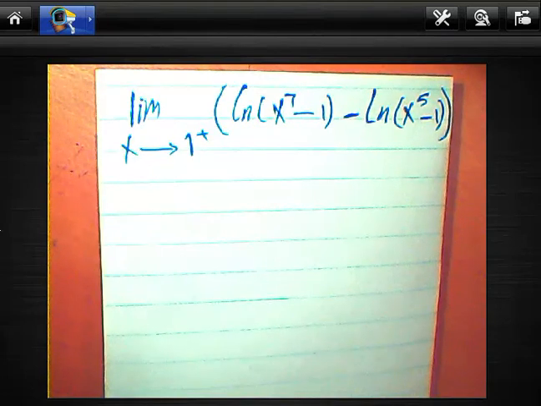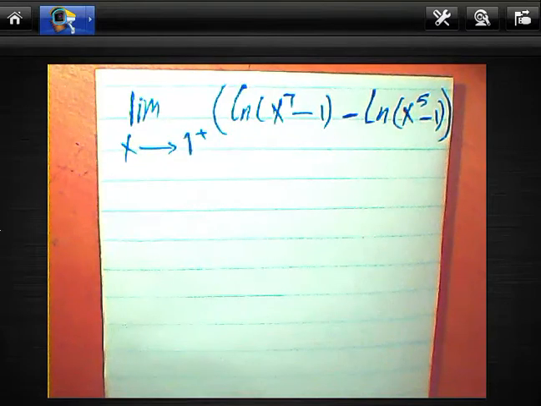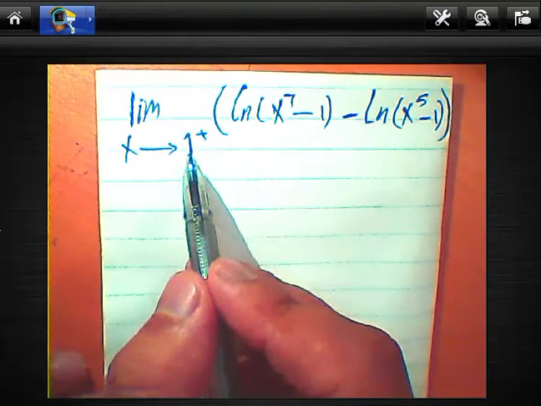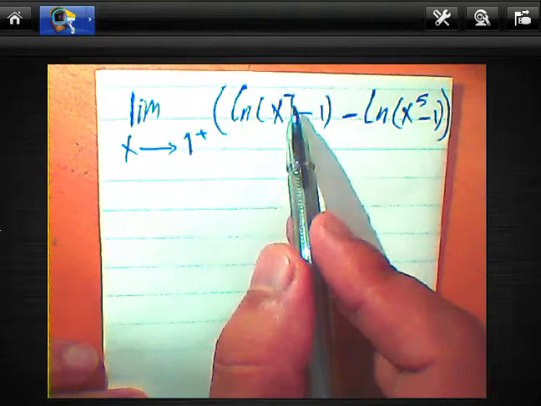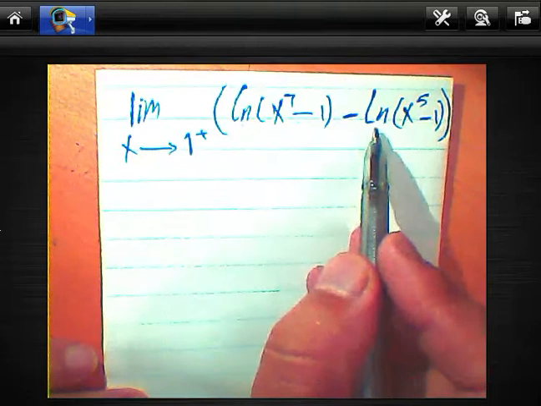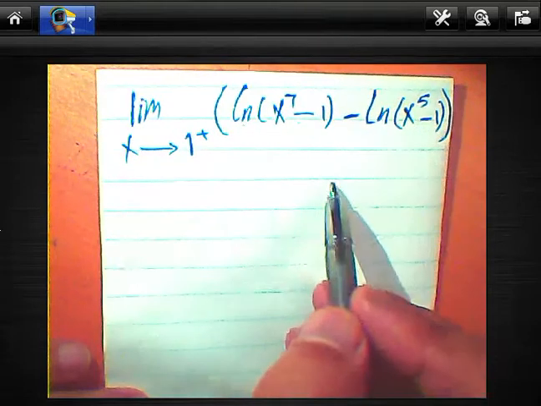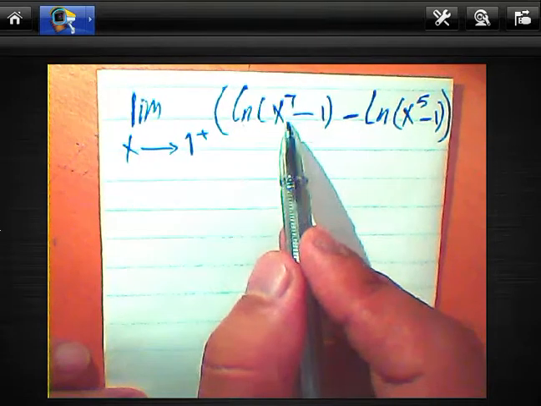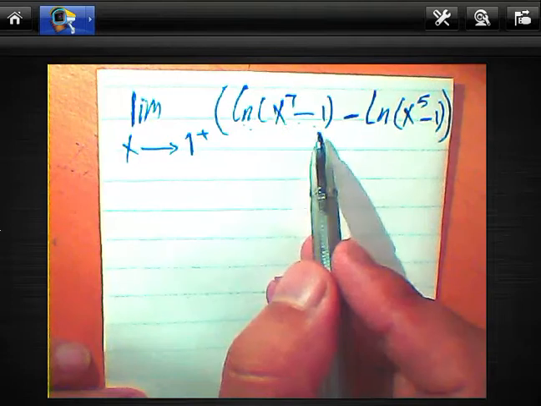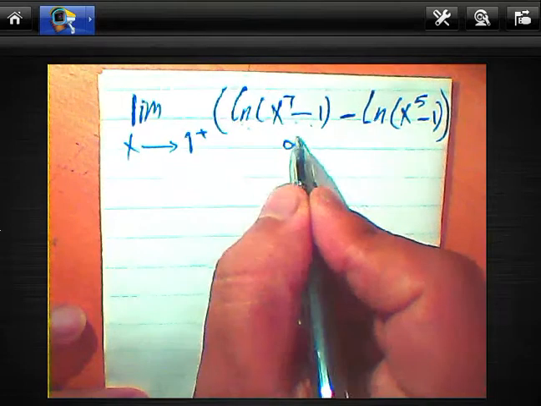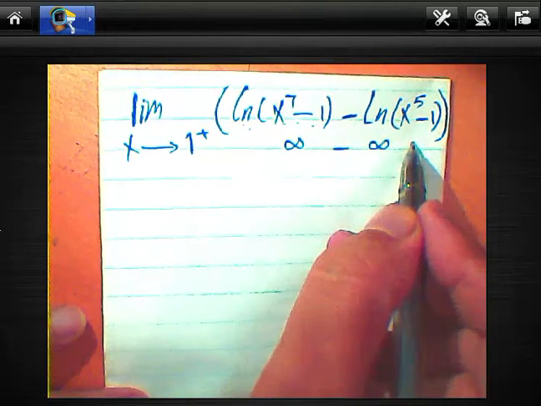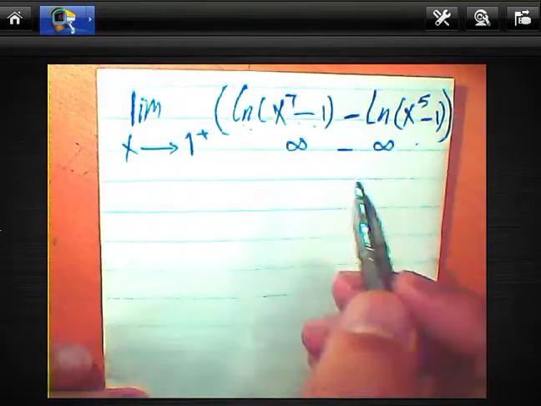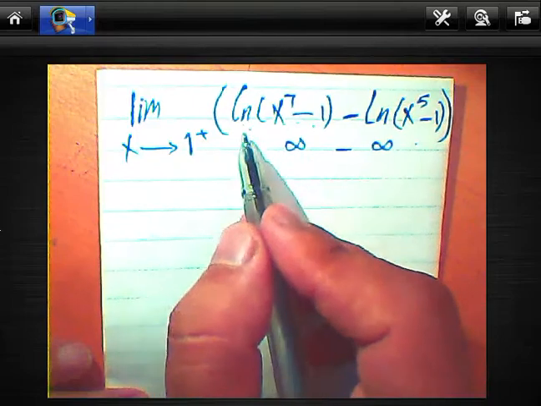Today we will complete our questions about limits, such that the limit when x approaches positive 1 of ln(x^7 - 1) - ln(x^5 - 1). If we put 1 here, the result will be 1 minus 1 equals 0, ln 0 equals infinity, and here the result will be infinity minus infinity, which is undefined. So we must use the rules about properties of ln.